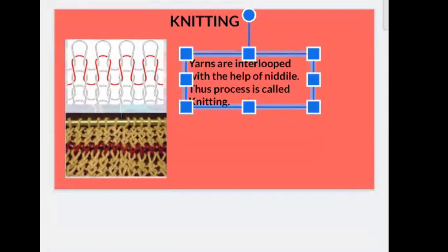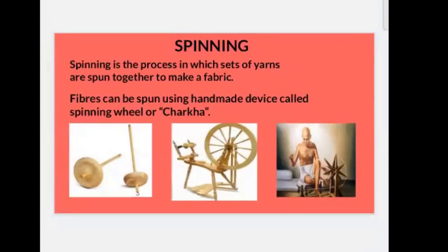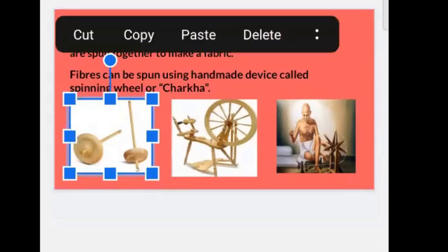So these are some of the processes. Let me revise once again. The first process we have seen is spinning. Spinning is the process in which sets of yarns, sets of long threads are spun together, pulled together or twisted together to make a fine piece of cloth or a fabric. The device used for spinning is the charkha and the handy spindle, and nowadays spinning machines are used for more production.